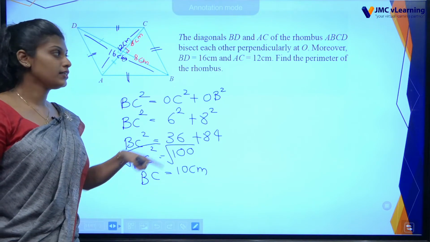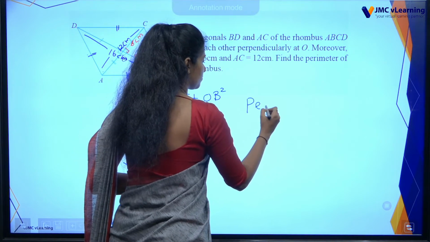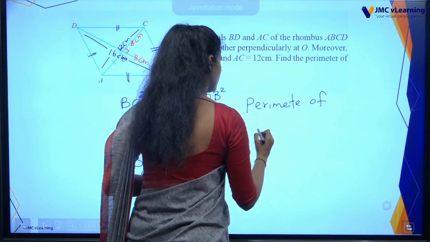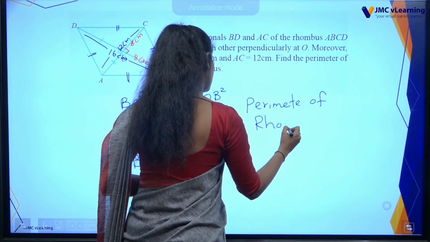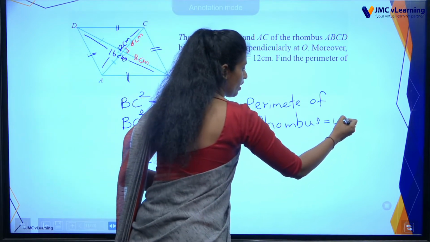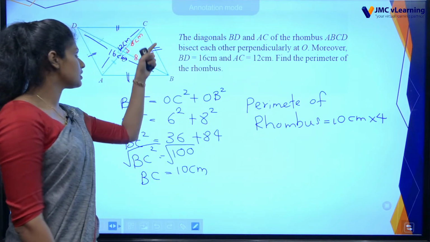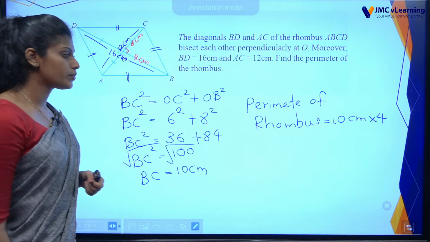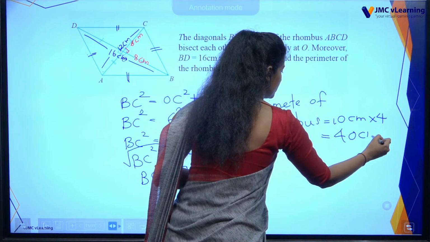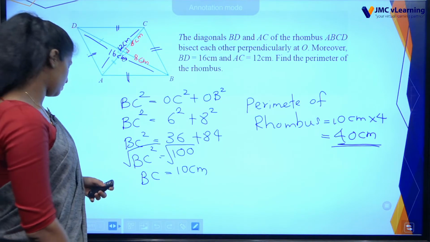Now we have to find the perimeter of this rhombus. So what is the perimeter of the rhombus? This 10 centimeter you have to multiply by 4. Why is that? Because the lengths of all sides are equal to each other. Then 10 into 4, 40 centimeter. This is the perimeter of this rhombus.